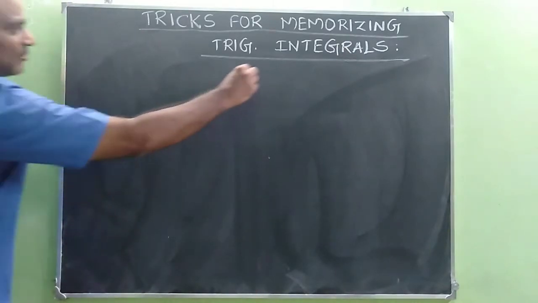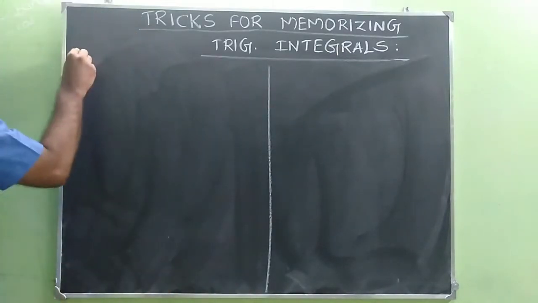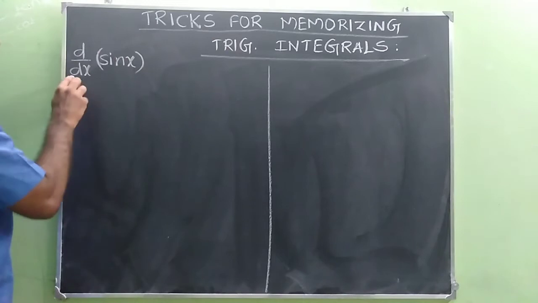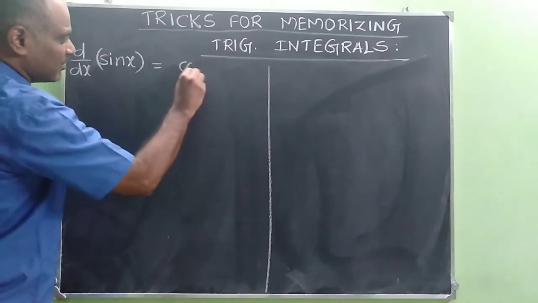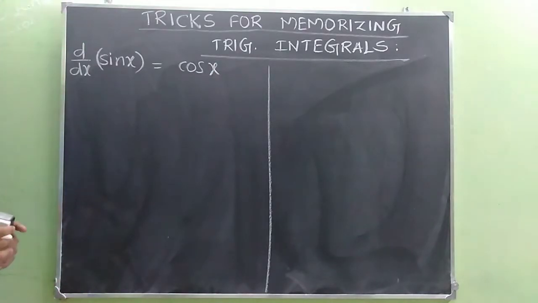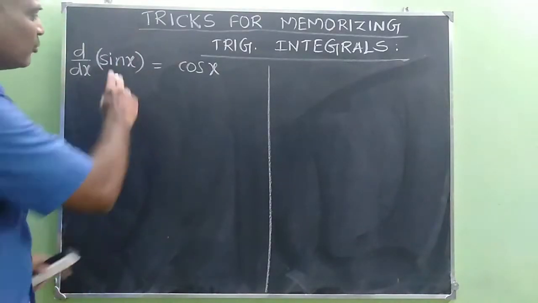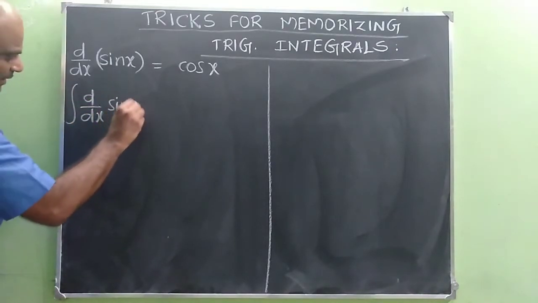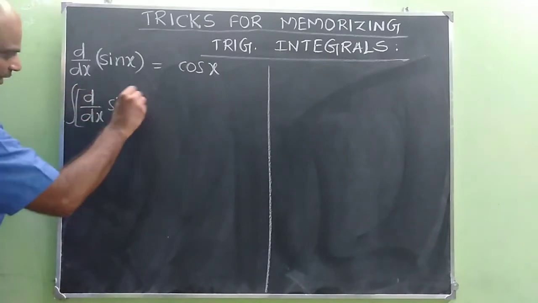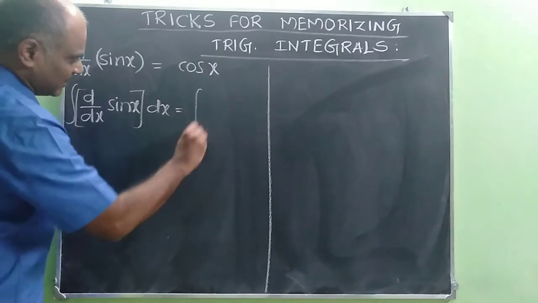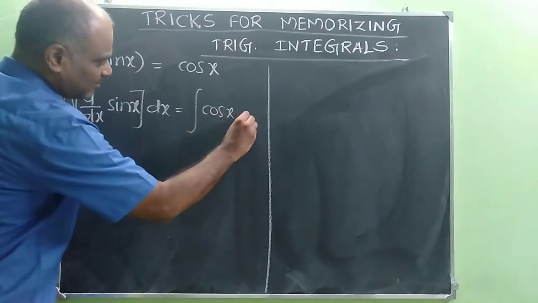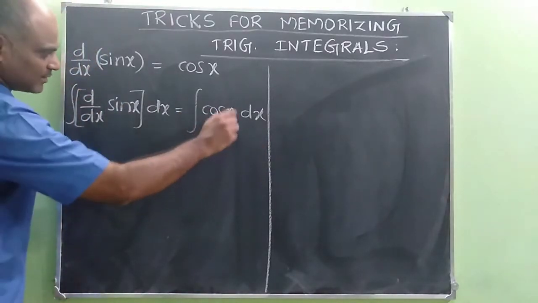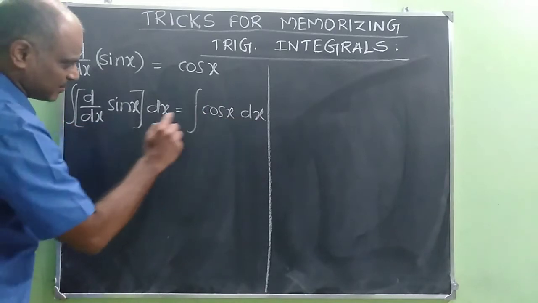Consider the derivative of sin x. d by dx of sin x, that is the differentiation of sin x, equals cos x. Next we take the integration on both sides with respect to x. Integration of d by dx of sin x dx equals integration of cos x dx. So d by dx of sin x equals cos x, and on both sides we take the integration with respect to x.